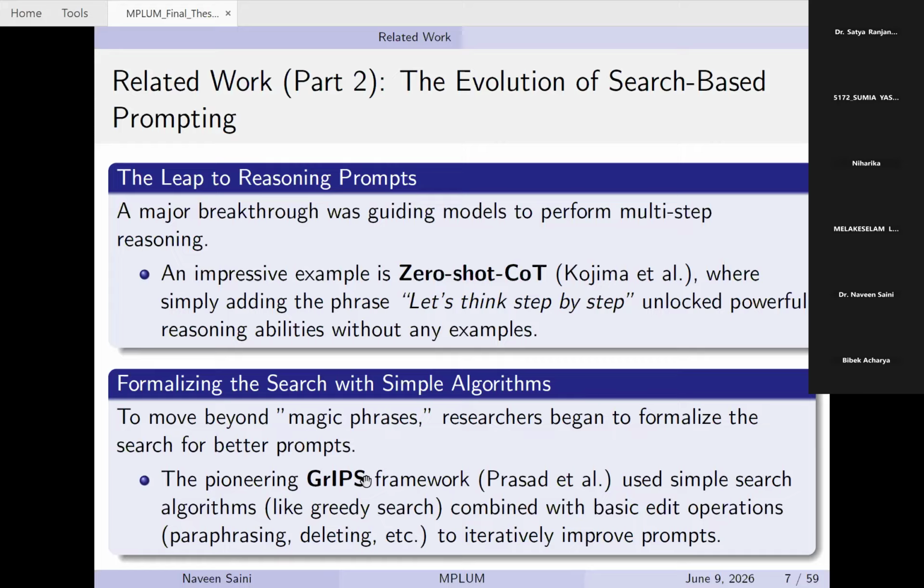Now there is another work, the GRIPS work by Prasad et al. They use a simple search algorithm like greedy search combined with basic edit operations, paraphrasing and deleting, to iteratively improve prompts. For example, we have written one prompt, and now the answer is there. Based on the human feedback, suppose the answer is not good. Now they edit the prompt, deleting some phrases or paraphrasing, to improve it. That is the logic behind the GRIPS framework, greedy-based.